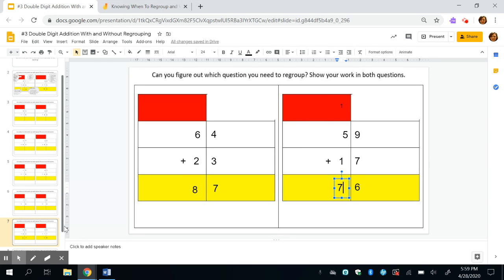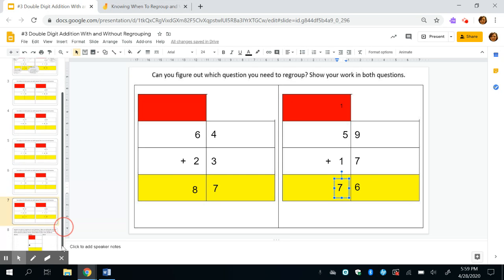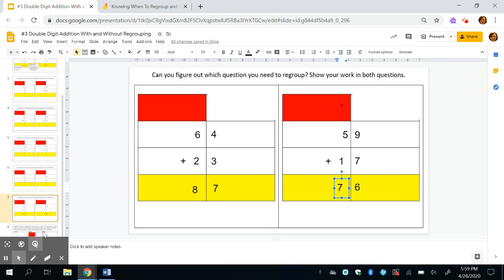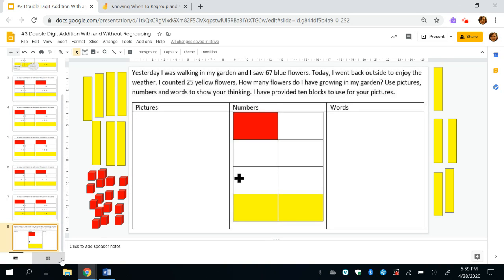Let's take a look at our very last question of the slides. It's a word problem. Yesterday I was walking in my garden and I saw 67 blue flowers. Today I went back outside to enjoy the weather. I counted 25 yellow flowers. How many flowers do I have growing in my garden? Use pictures, numbers, and words to show your thinking.